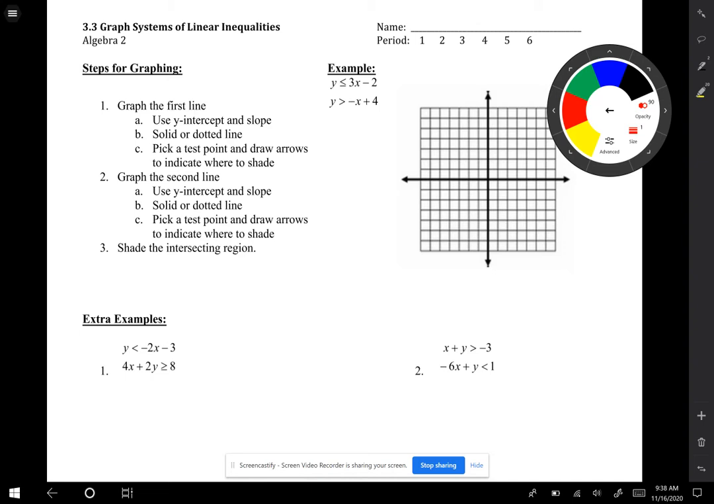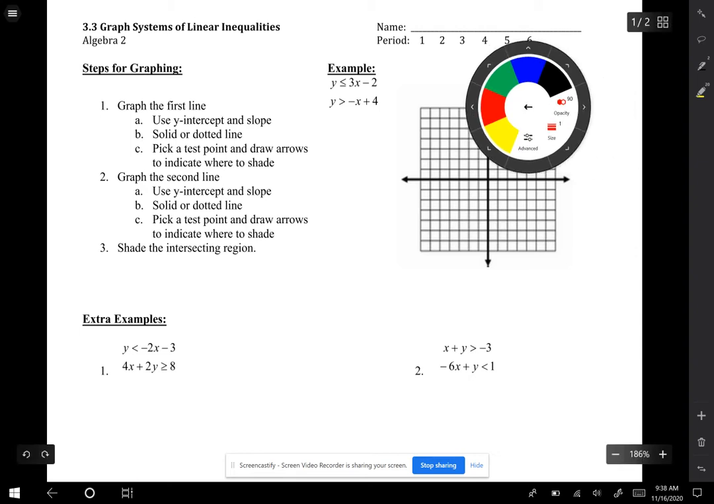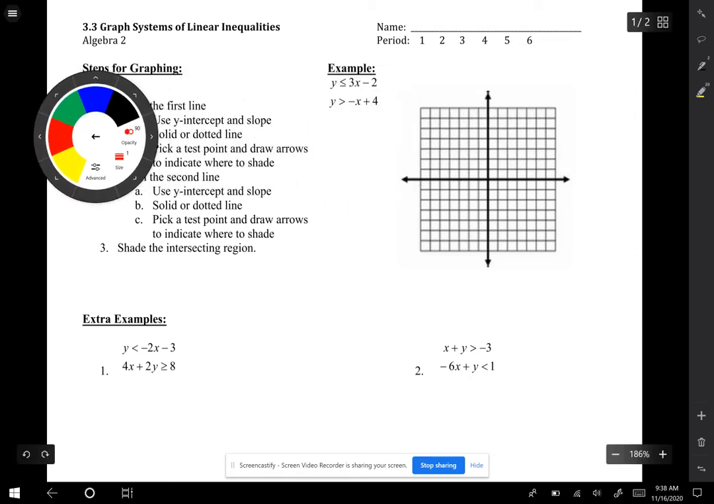So you do the same exact thing, but you do it for two lines. And instead of shading, we're going to draw arrows to indicate a true region. And then at the very end, we are going to shade the intersecting region. So let's look at the example on the far right. So we have two inequalities.